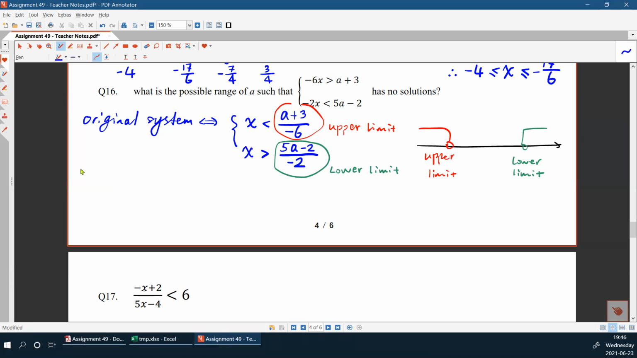So what does this mean? This means when (a plus 3) over -6 is smaller than or equal to (5a minus 2) over -2. When this happens, then, okay, when this happens, no solution for x. Understand? Dora, can you follow me?